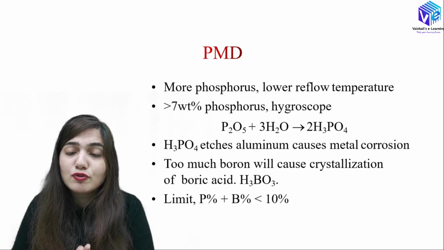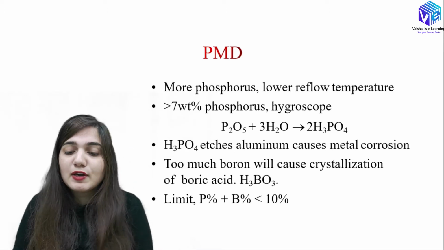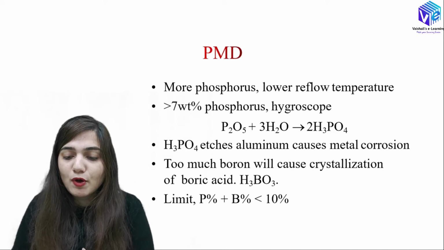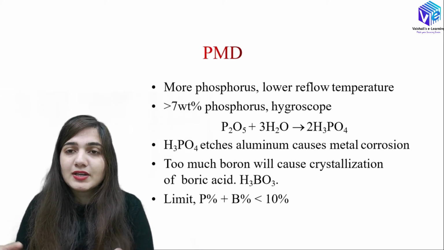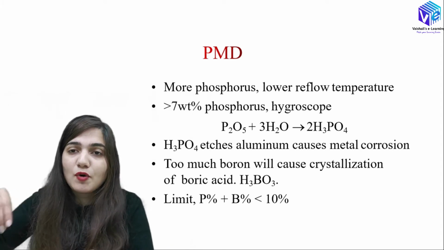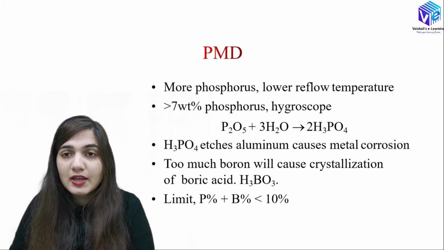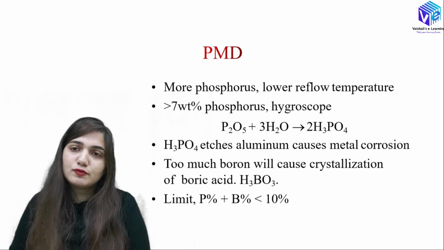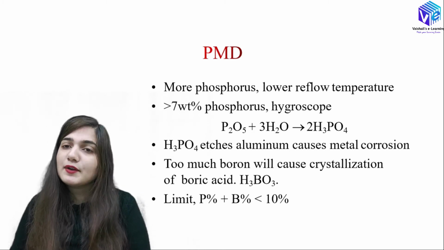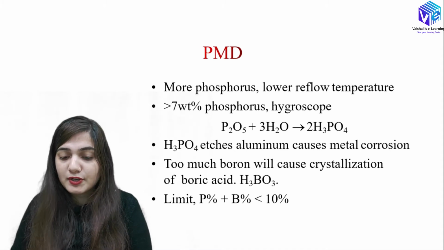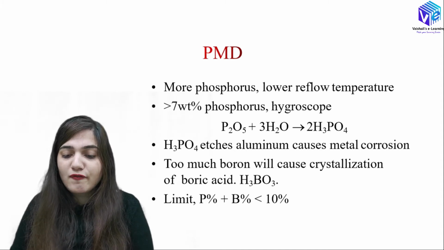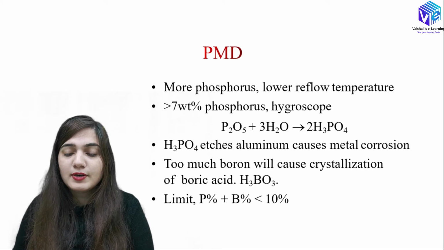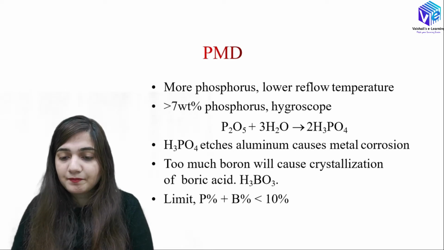So if I have too much of boron as well, it will cause the crystallization of the boric acid. Okay, so it is going to have some crystals of the boric acid, H3BO3. So both of them are disadvantages for us. So we cannot use a very high amount of phosphorus, we cannot use a very high amount of boron. We have to limit the percentage of phosphorus and the percentage of boron to less than 10%, right?